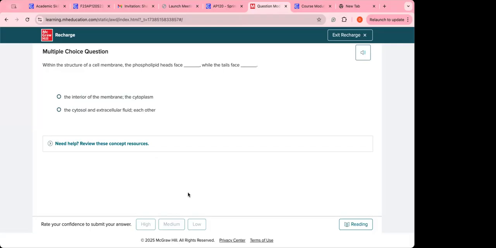Hold on. Let me back in the picture. Within the membrane, the phospholipid heads face each other while the tails face the interior of the membrane.